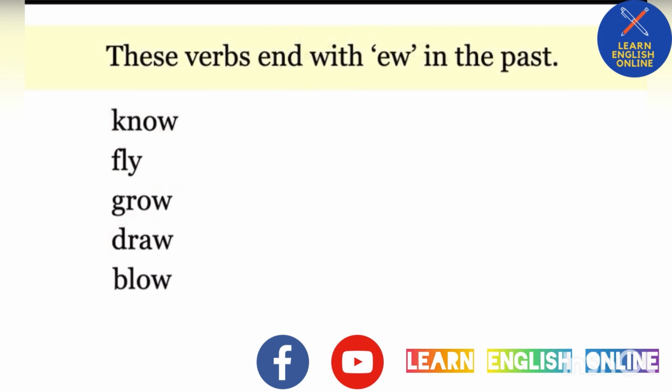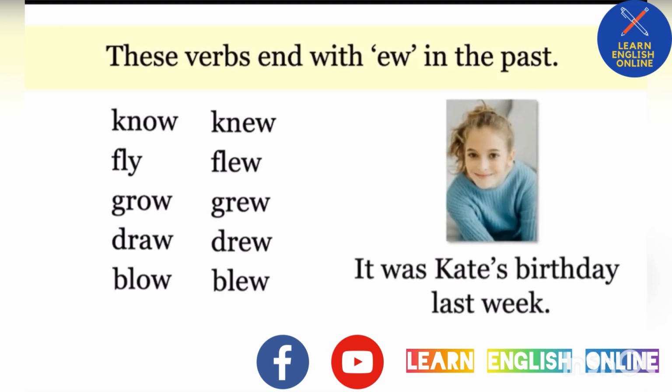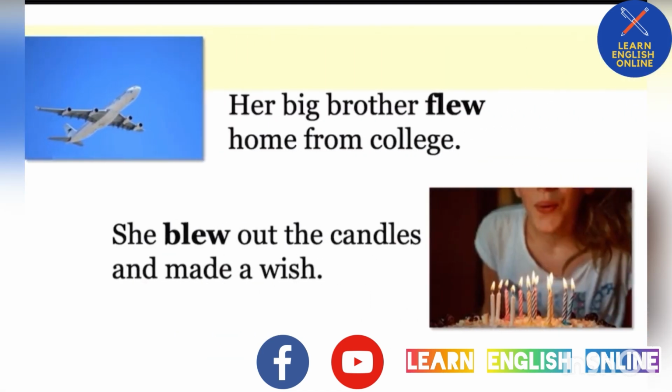These verbs end with -ew in the past: know, knew; fly, flew; grow, grew; draw, drew; and blow, blew. Let's look at them in some sentences. It was Kate's birthday last week. Her parents knew she wanted a party. Her little brother drew her a picture. Her big brother flew home from college. She blew out the candles and made a wish.